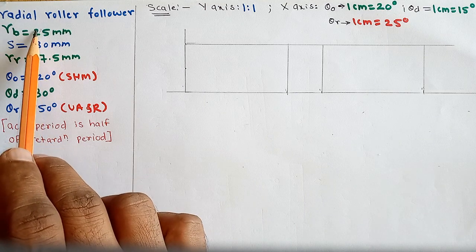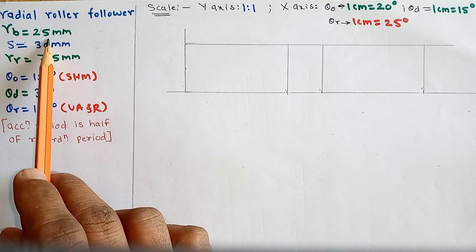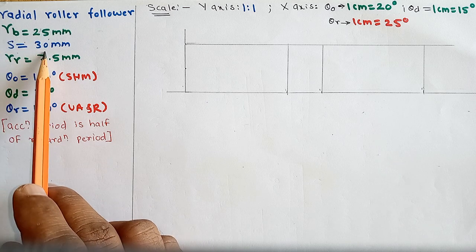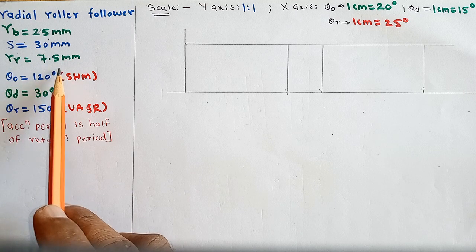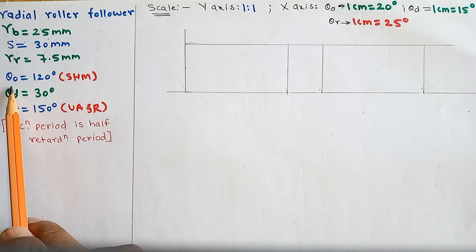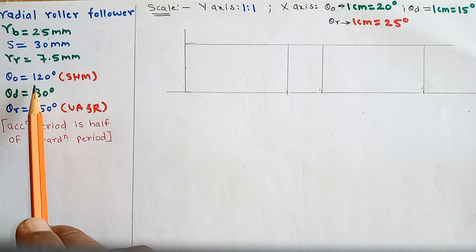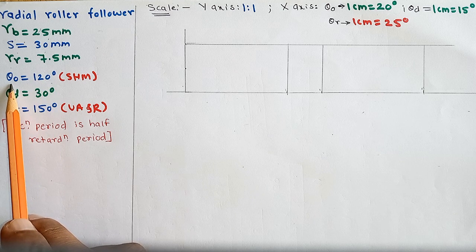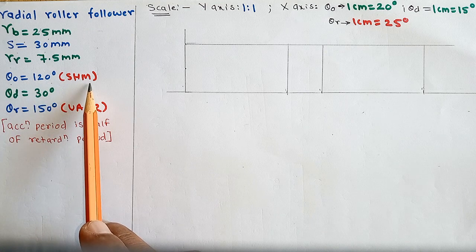Follower type is radial roller follower. Minimum cam radius is 25 millimeters, which will be the radius of base circle. Stroke length of follower is 30 millimeters. Roller radius is 7.5 millimeter. And during rise of the follower, cam rotates with angle of 120 degree. We call it as outstroke angle theta O. And during outstroke, follower moves with simple harmonic motion.